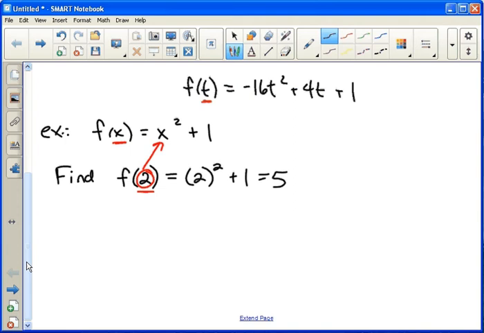So it's really important that when you see that f of 2, or let's do another one, let's do f of negative 3, that you understand what that means. Okay, they have replaced the x with negative 3, so you put negative 3 in for x. Negative 3 squared is 9, plus 1 is 10. So that's function notation.